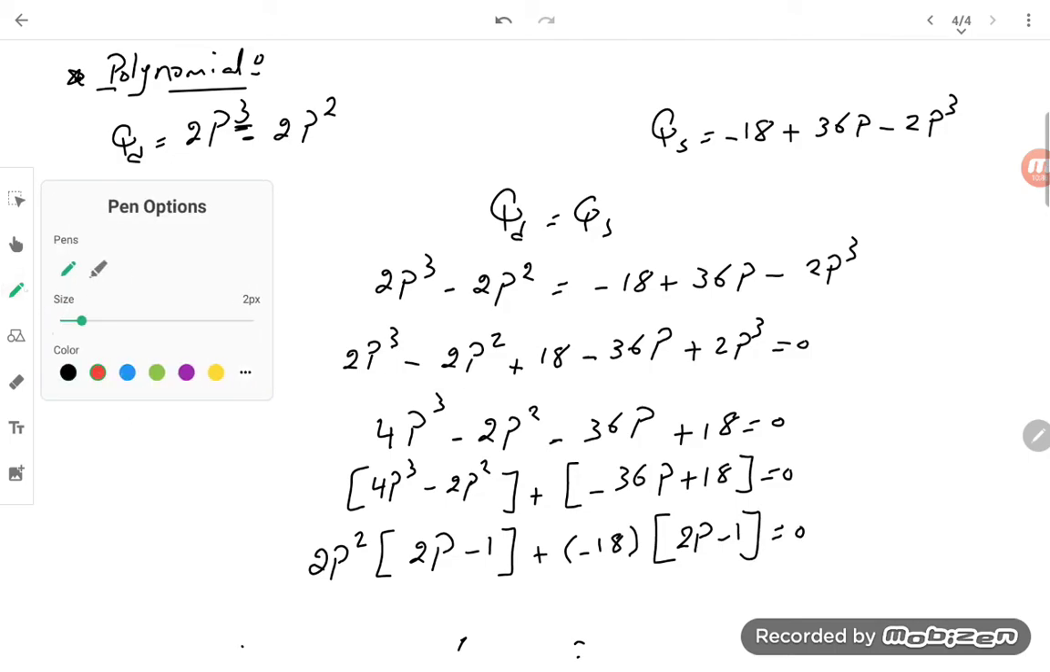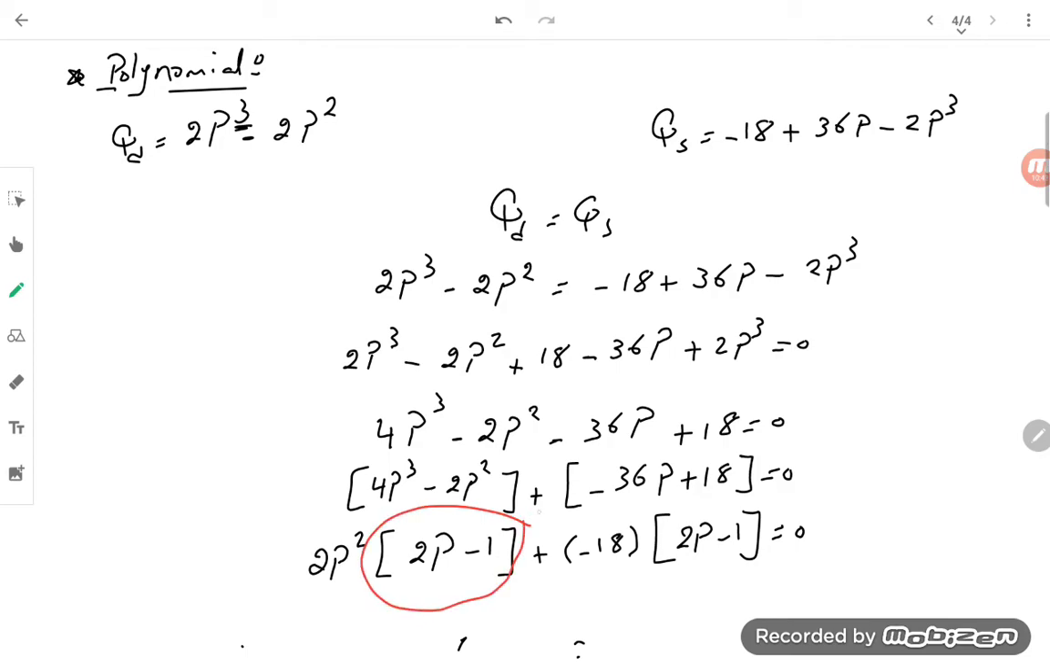Now we can take 2b minus 1 as a common factor. So we can write it as 2b minus 1 multiplied by 2b squared minus 18 equals 0. Okay, 2b minus 1 multiplied by 2b squared minus 18 equals 0.